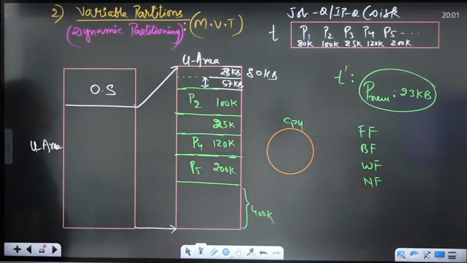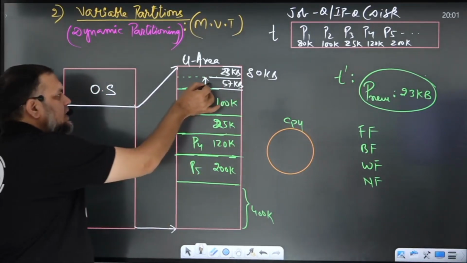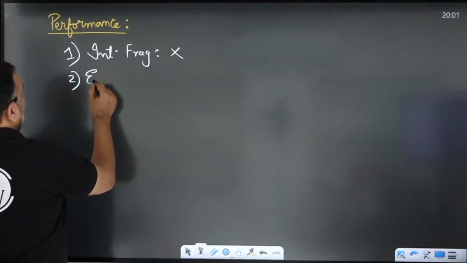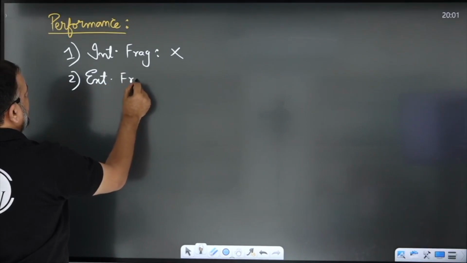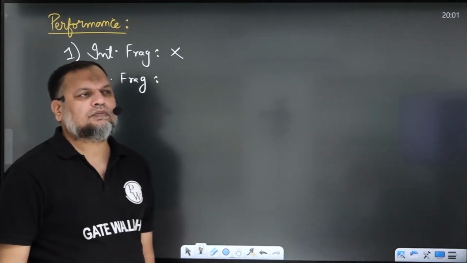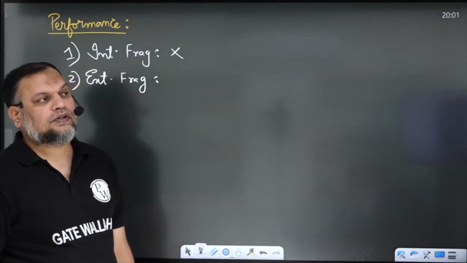This is a free hole. I can place a new process here in this free hole. So no internal fragmentation. Can there be a possibility of external fragmentation here? Yes, there is a possibility.